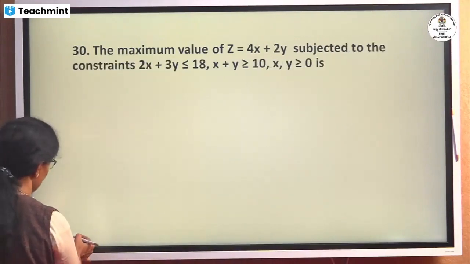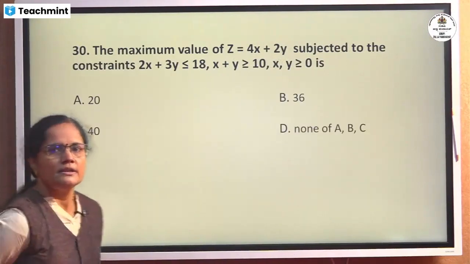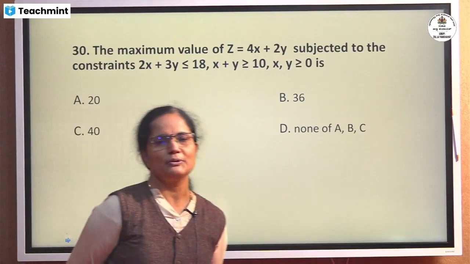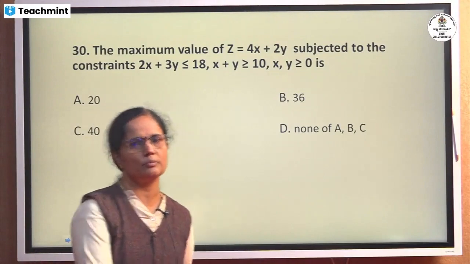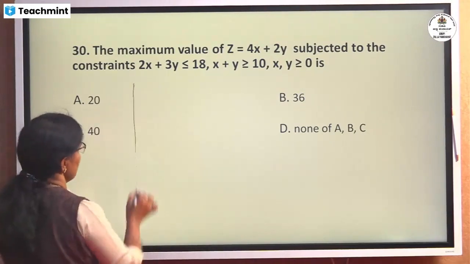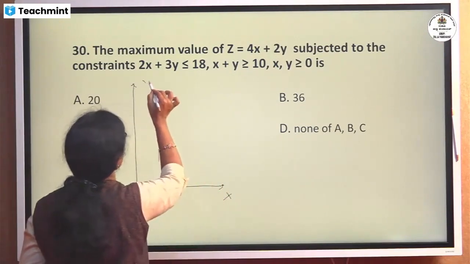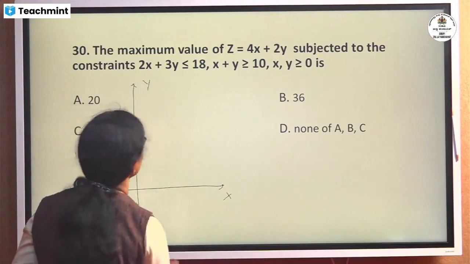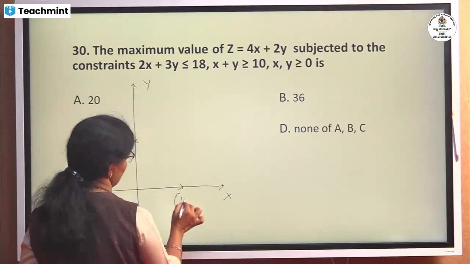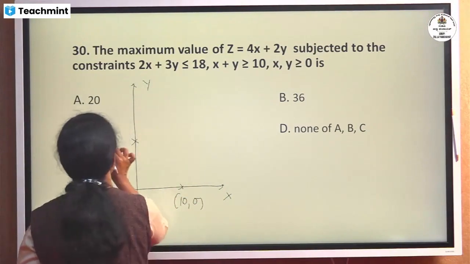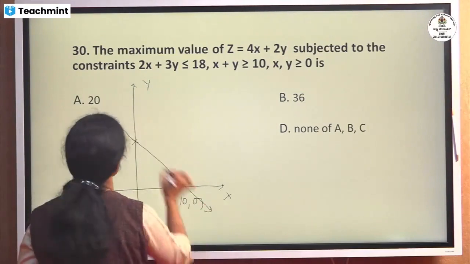So let me go for the last question and the options of the question. Very easy one. So here also you must go for the graph because none of A, B, C is given. Therefore, you have to find the corner points, the optimal points. Go for the graph once again very quickly. X and Y. Okay. So x plus y is equal to 10 means it is very easy to plot the points here. So it is 10, 0 and this is 0, 10. Okay. So join this, you will get one line here.